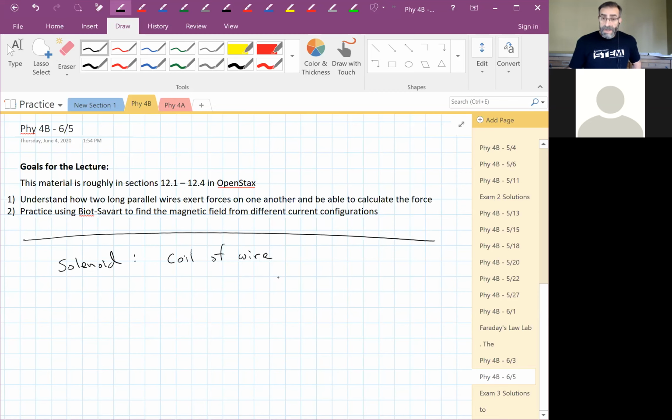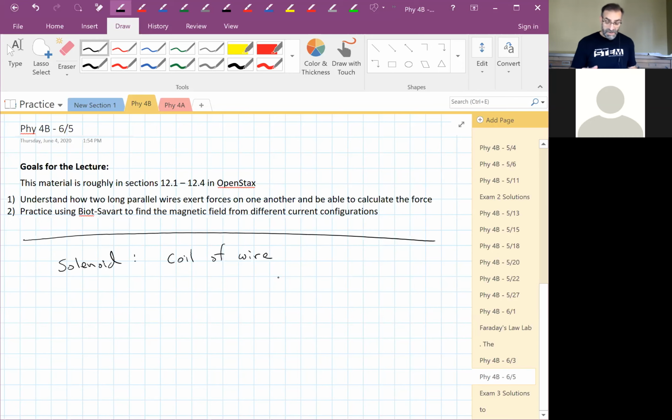A solenoid is just a coil of wire, a fancy name for a coil of wire. I don't know why we have so many names for a coil of wire, but we're going to call it an inductor in a couple of weeks. So now it's a solenoid, it's going to be an inductor pretty soon, but we have a lot of different names for a coil of wire.